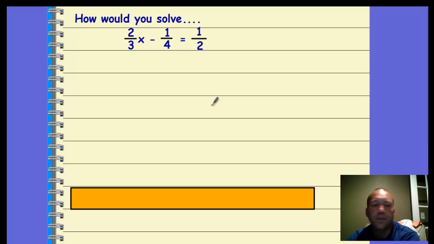Okay, a little more complicated. We're going to deal with some fractions here. How would you solve this? Using the same steps, we would add 1/4 to both sides. So what is a half plus a fourth? Pretty easy. Keeping it easy.